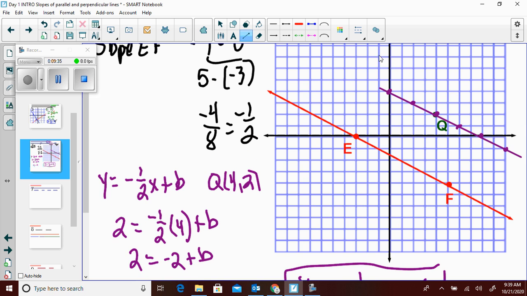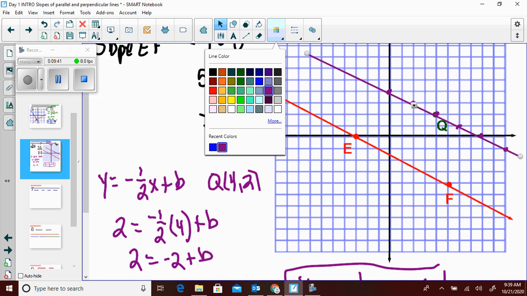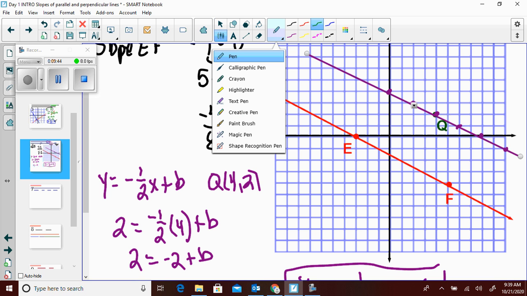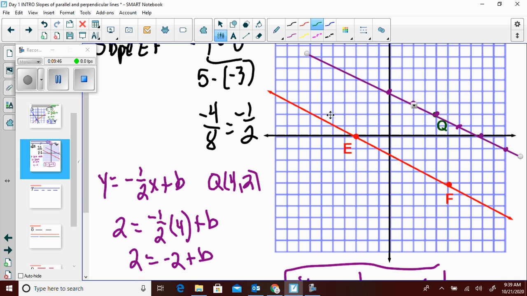And now, these two are parallel. I'm going to show you something here. To show lines are parallel, you put two triangles on the parallel lines. That determines that they are parallel.